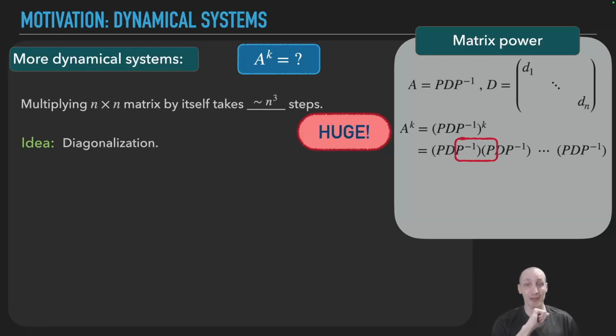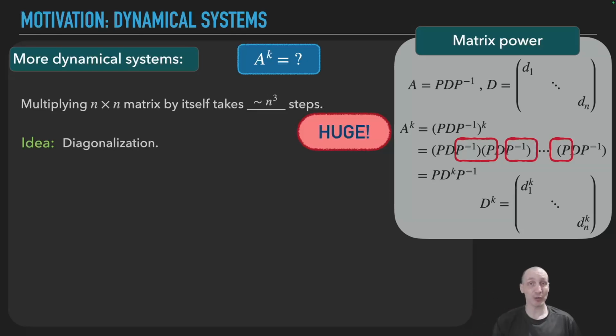And then you notice that p to the minus 1 times p cancels each other out. And it happens again and again and again. So by the end of it, you just get p times d to the k times p to the minus 1. And d to the power of k is much easier to compute than a to the power of k. But this is just d1 to the k, d2 to the k, until dn to the k. So let's just write it down there. So when we want to multiply a to the power of k, this is just p times d to the k times p to the minus 1. Now, this is just a formal definition of diagonalization.